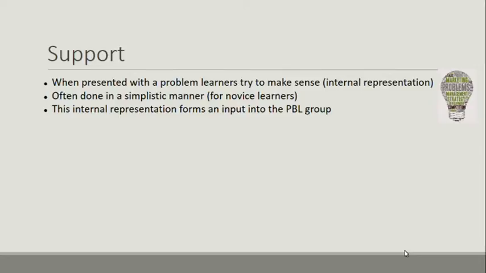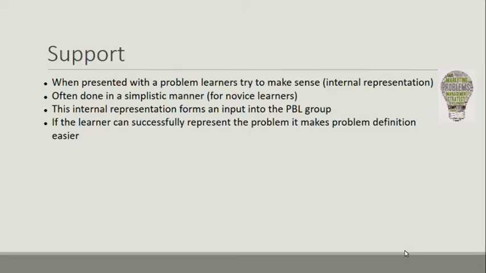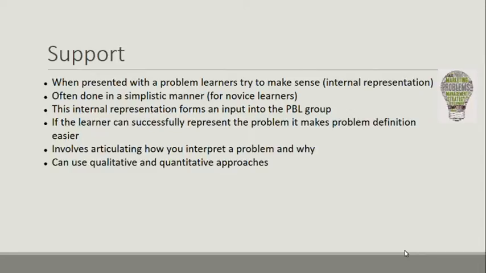Successful problem representation is key to enabling problem definition. Problem representation involves identifying how one or a group of people perceive or interpret the problem. It makes problem definition easier. Basically, it involves articulating how you interpret a problem and explaining why this is so. To do this, it's important to use qualitative as well as quantitative methods to represent problems. Problems can be represented using diagrams, numbers, and other methods.